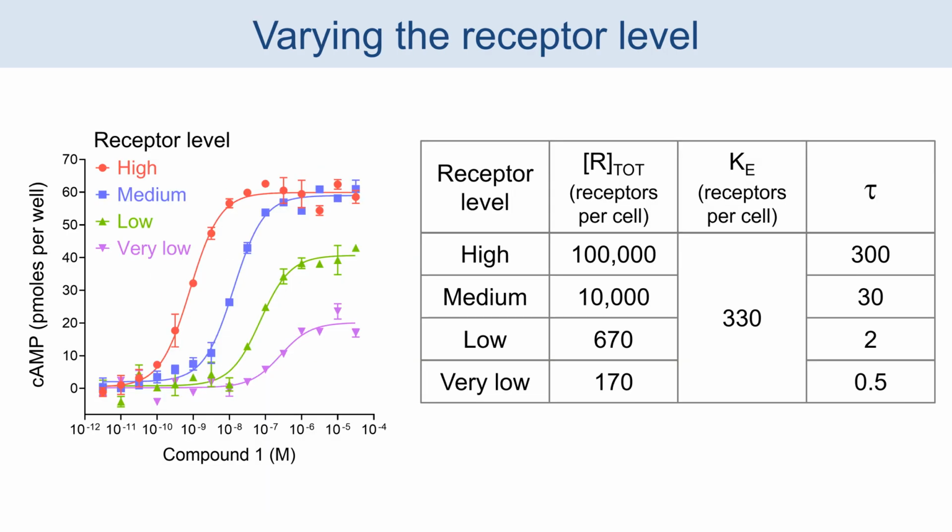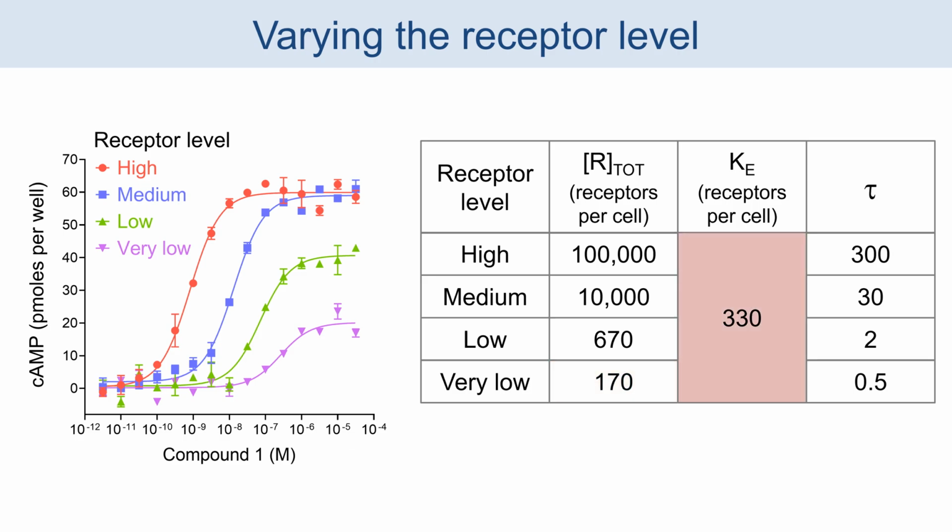Let's look at the receptor concentration. To do this, let's use our graph from earlier. This shows the cyclic AMP signaling in response to an agonist named compound 1 on 4 different cell lines with different levels of receptor expression, from high to very low. Here are the values of R tot for the different cell lines, with expression level varying from 100,000 receptors per cell down to 170 receptors per cell.